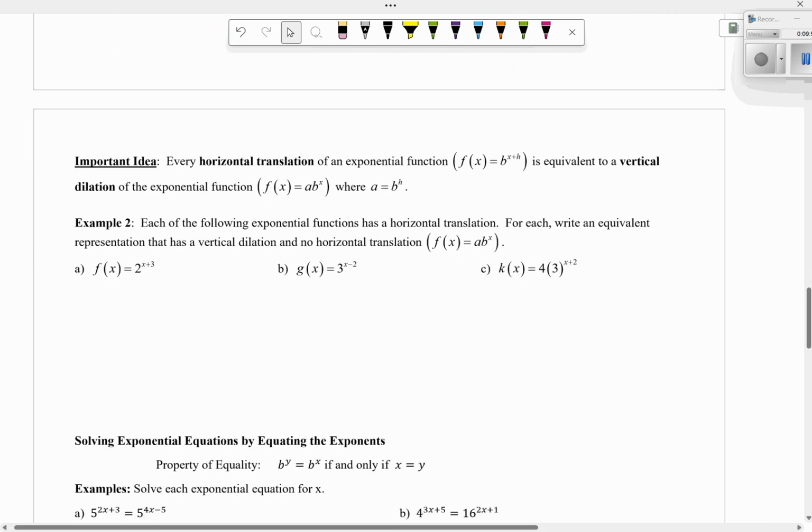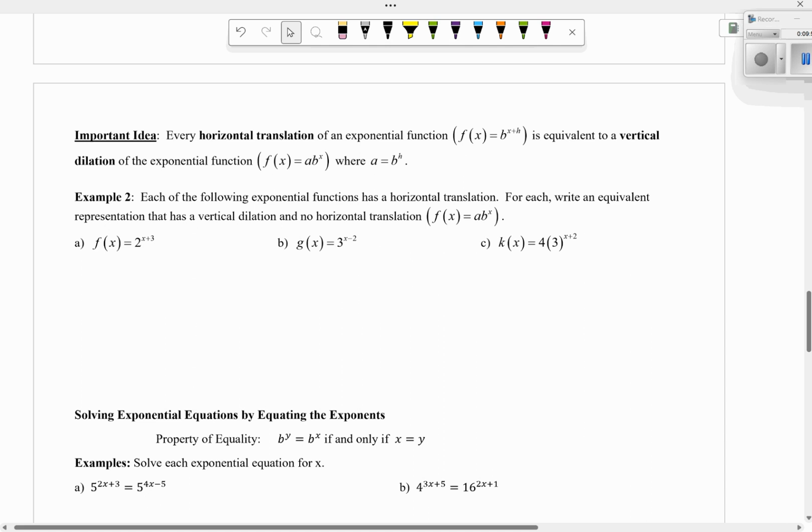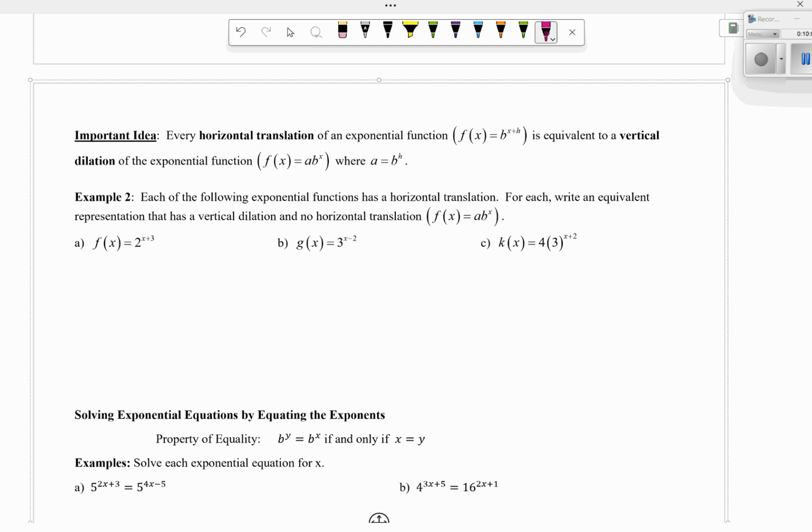So the important idea: every horizontal translation of an exponential function is equivalent to a vertical dilation of the exponential function. So it could be a vertical stretch or vertical compression. So of f of x equals a times b to the x, where a is equal to b to the h. And that's because b to the x times b to the h, so that a value is from the b to the h because it's just going to be some number.